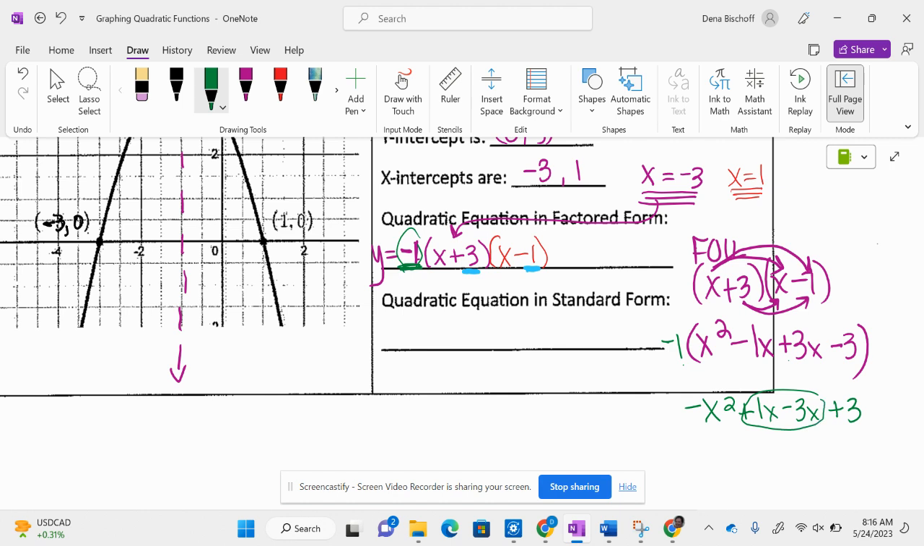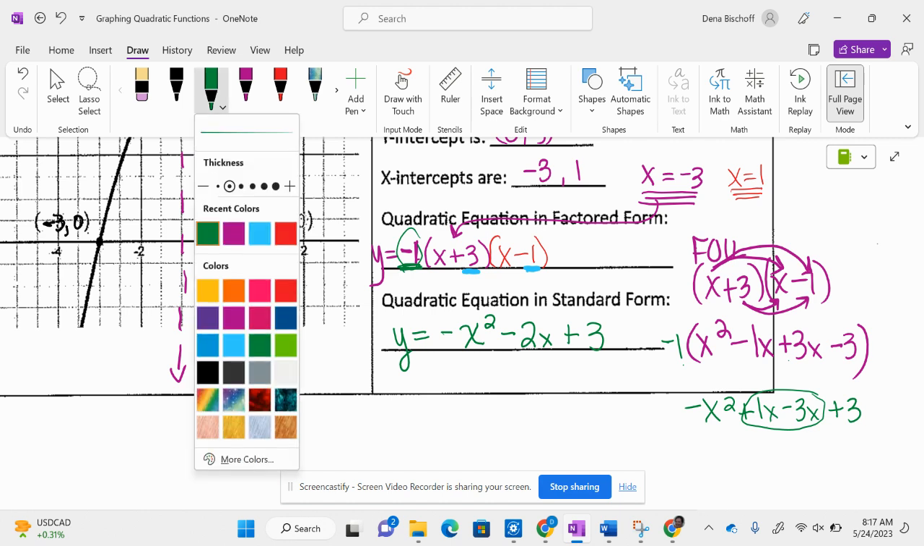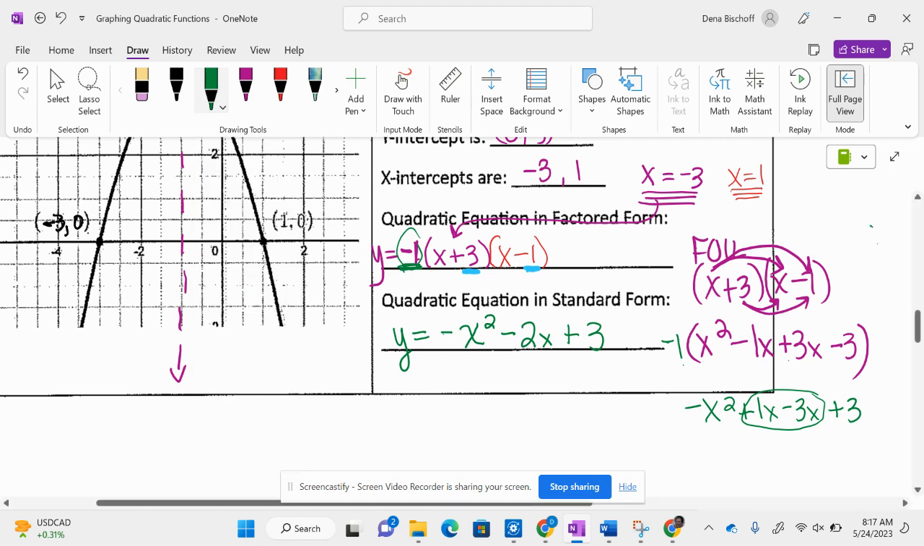Combine these two terms right here. What does that become? What is 1x minus 3x? Negative 2x. So y equals negative x squared minus 2x plus 3. That's your equation in standard form. We had to FOIL and then multiply everything through by the negative.